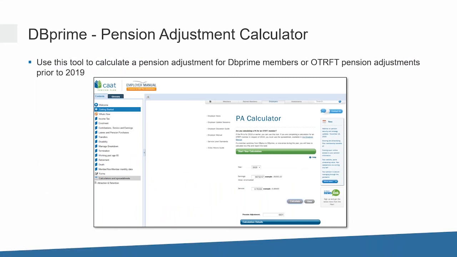The PA calculator tool can provide a single PA calculation. All you need to input is the PA year and the actual pensionable earnings and pensionable service for the year, and the tool will calculate the PA.